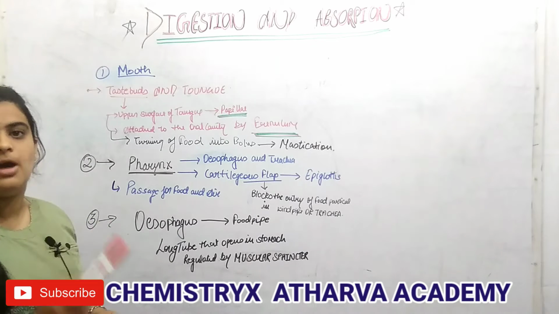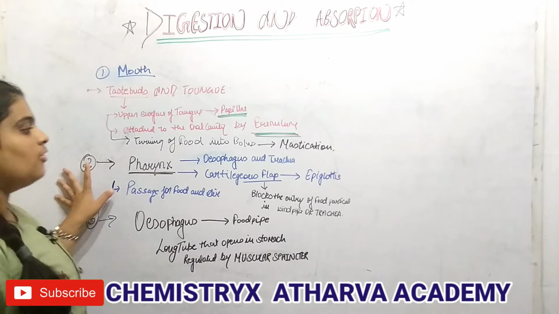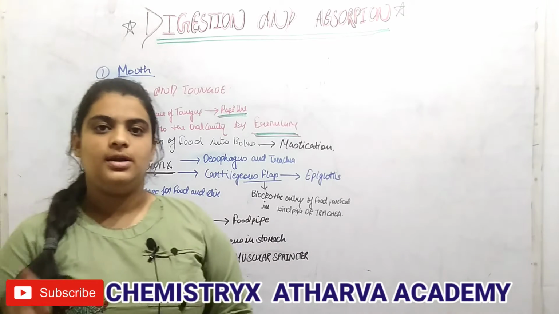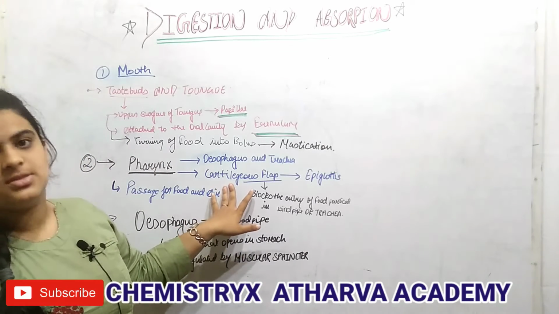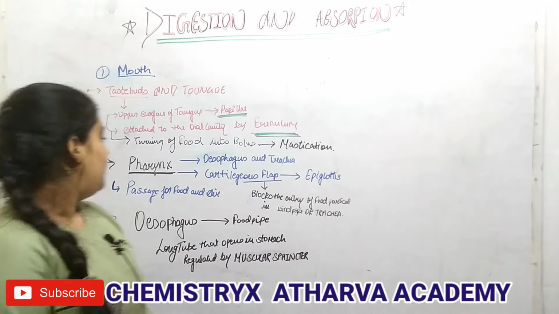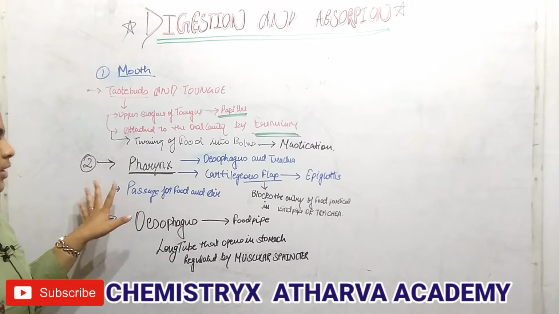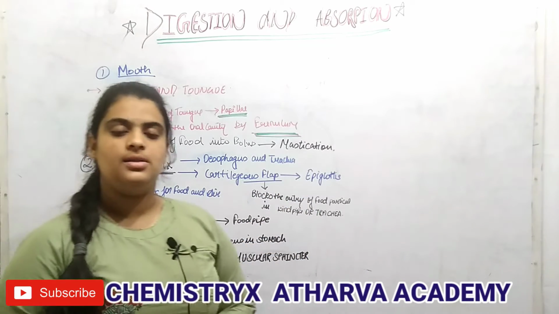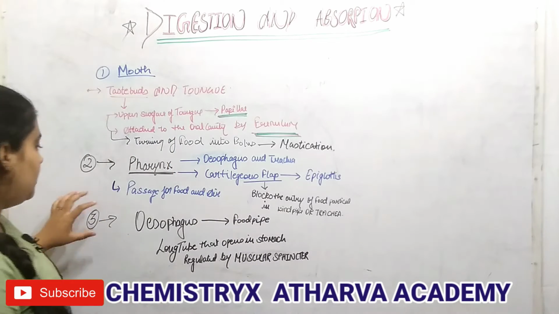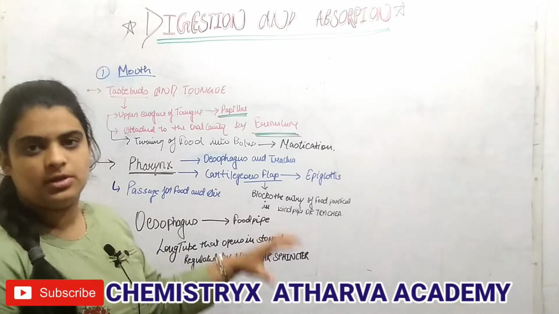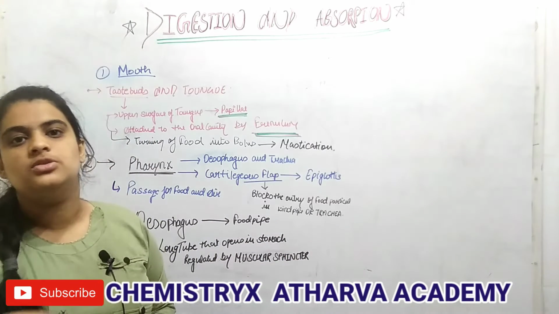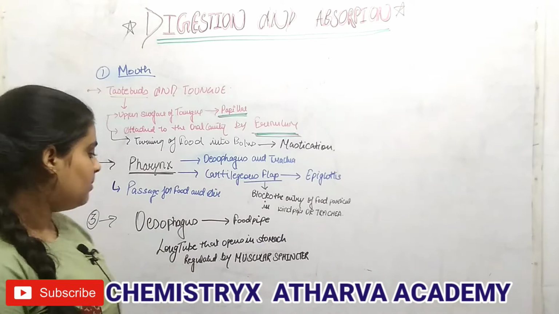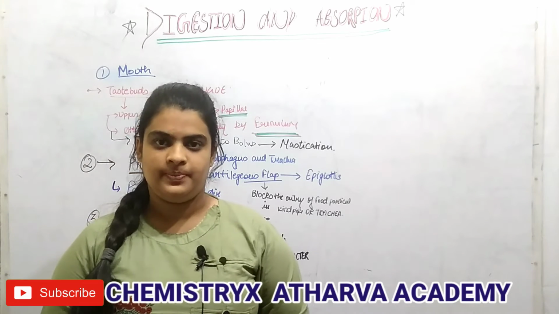We will see further, the second part of our alimentary canal is the pharynx. Now the pharynx is a structure which leads to the esophagus and trachea. It is also covered by a flap-like cartilaginous structure known as epiglottis. It is a common passage for food and air. The function of the epiglottis is to block the entry of food particles into the windpipe or trachea. Third is our esophagus. Esophagus is also known as the food pipe, which takes bolus from our mouth to our stomach. It is a long tube which opens into the stomach, regulated by a muscular sphincter.